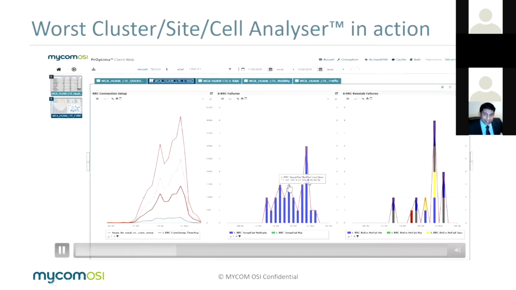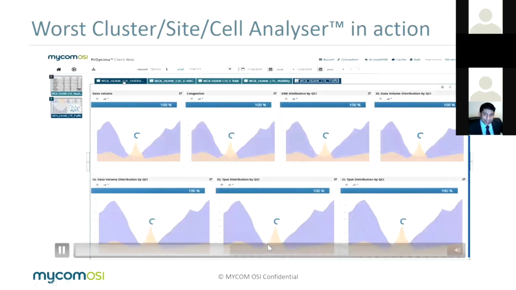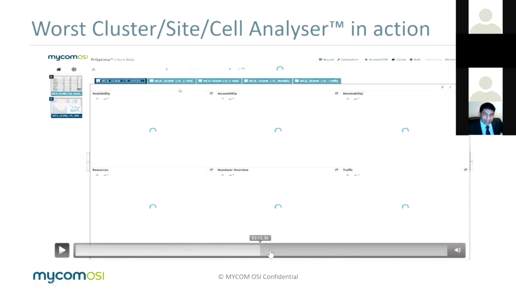over here, which are drilled down from a GIS perspective. And then all the different KPIs, including RRC failures, RAB establishment failure rates, and so on, are all embedded into our solution, provided for multiple vendors and multiple technologies, which are harmonized across these vendors as well.